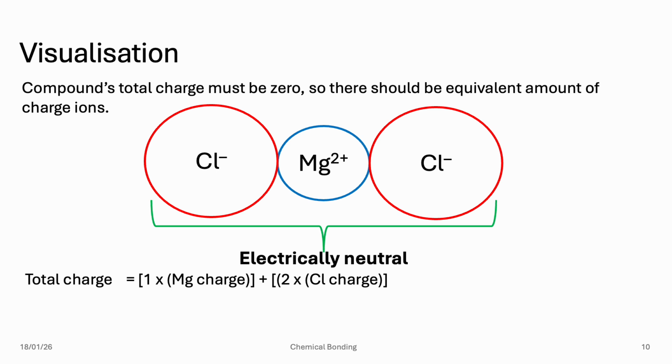Or we can use a mathematical equation. 1 times the magnesium charge plus 2 times the Cl charge. So 1 times +2 plus 2 times -1, so it is 0. So it is already balanced. So there are 1 Mg and 2 Cl. Thus the formula is MgCl2.